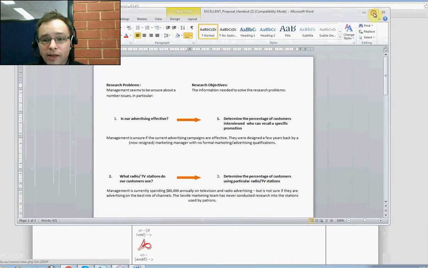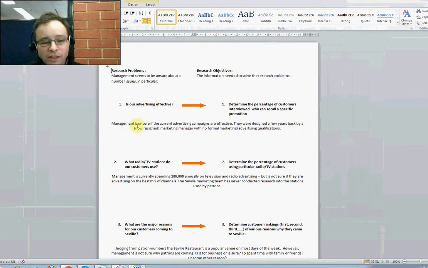Now, this is the recommended answers. Don't look too much at them, but this structure is a very good structure to use for your own report. So we had a problem. Is our advertising effective? We translated that into a research objective. That is the information we need to collect to fix this problem. Determine the percentage of customers interviewed who can recall a specific promotion. If we collect that information, we can go back to management and tell them if their advertising is effective. And then underneath you would normally very briefly explain why that's an issue. So that's what you basically need to do.